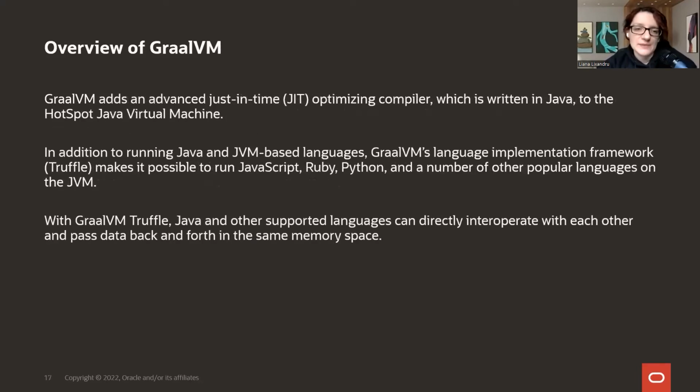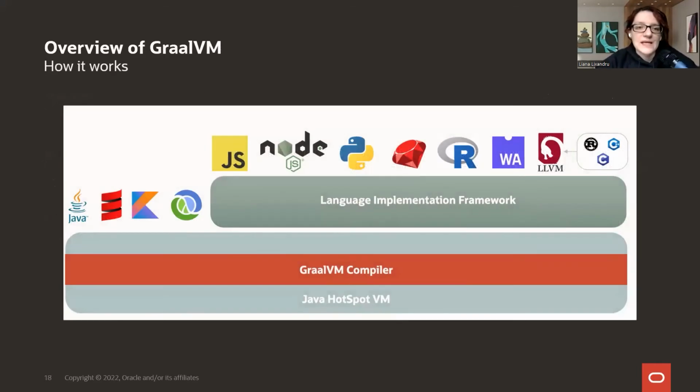So the GraalVM basically adds a just-in-time compiler, which is written in Java, to your hotspot Java virtual machine. So in addition to running Java and JVM-based languages, it also makes it possible to run, like I mentioned, JavaScript, Ruby, Python, and so on using Truffle. So they can directly interoperate with each other and pass data back and forth in the same memory space. Next, please. So this is pretty much how it works. Like I mentioned, it runs within a hotspot VM. We've got the GraalVM compiler on top, and it can execute all the popular Java or JVM-based languages, as well as all the ones that you can see above.